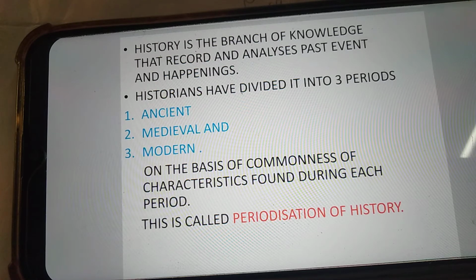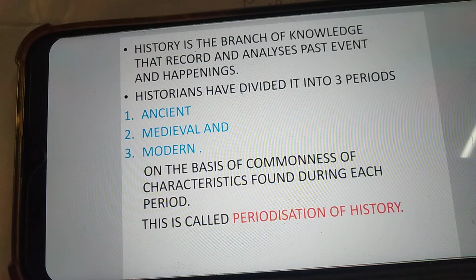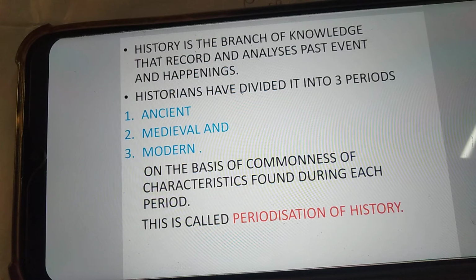History is the branch of knowledge that records and analyzes past events and happenings. Historians have divided it into three periods: ancient, medieval, modern, on the basis of commonness of characteristics found during each period. This is called periodization of history.